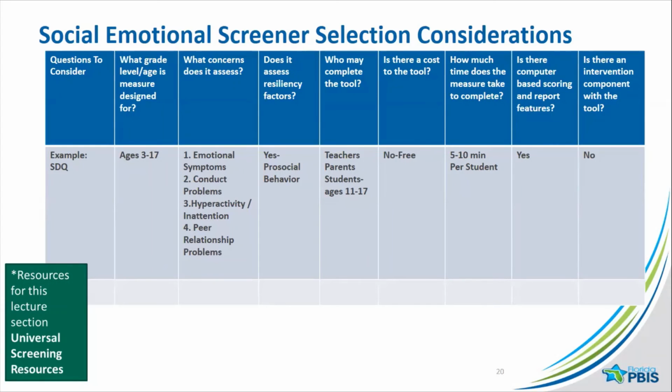We also ask about computer-based scoring and data-based decision-making tools that come with it. And last but not least, a lot of times we want to know, does it come with, just like our academic screeners often come with a matched instructional tool or intervention list. Some of the tools do and some of them don't. So again, those resources that will allow you to answer these questions will be included in the Universal Screening Resources section of this module and right after this lecture.